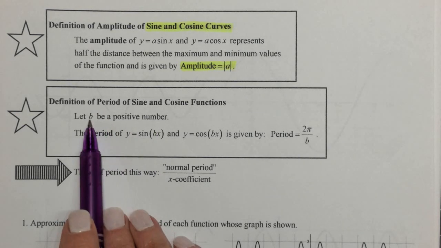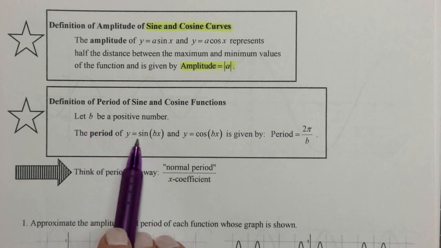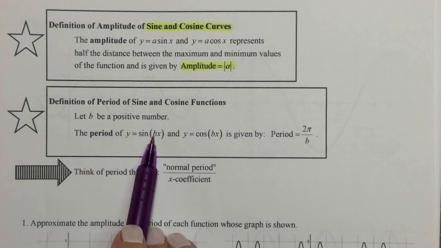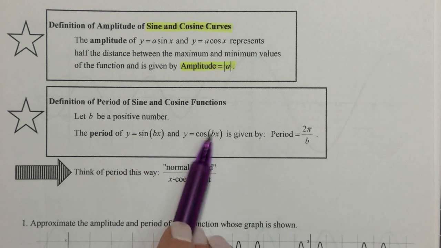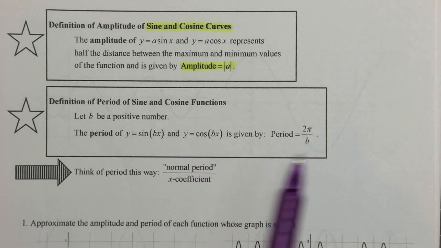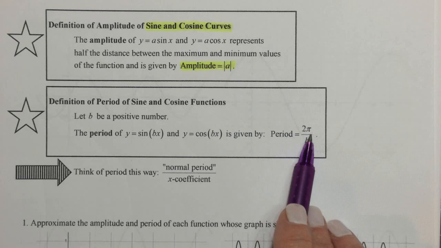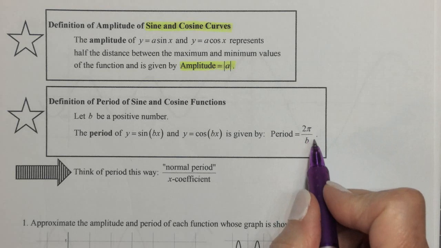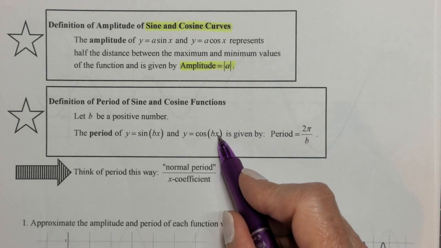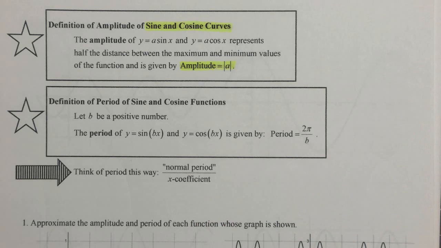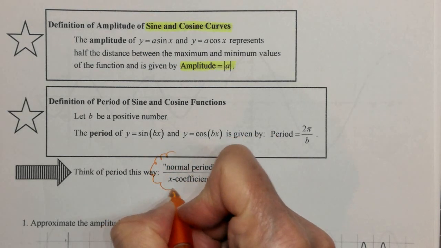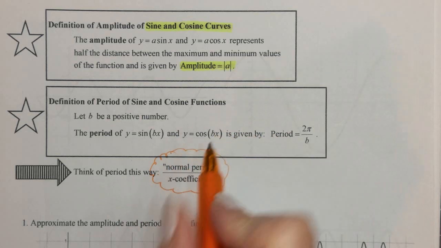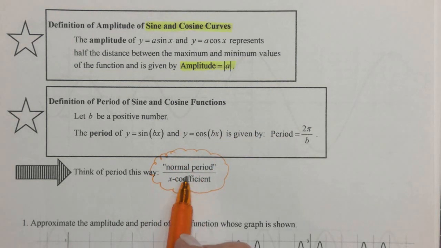If b is a positive number, then the period is determined by the coefficient of your x in either the sine or the cosine. The period is given by 2 pi, which I think of as the normal period for sine and cosine, divided by b, that x coefficient. This is the way that I would really love for you to think about period: the normal period, whatever that is, divided by your x coefficient. Okay?